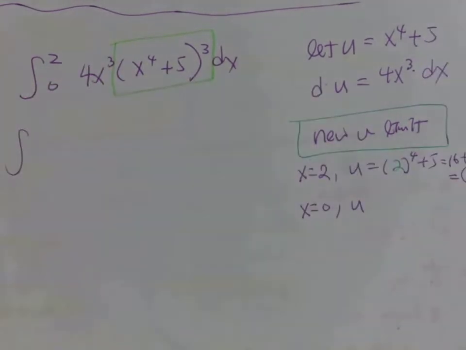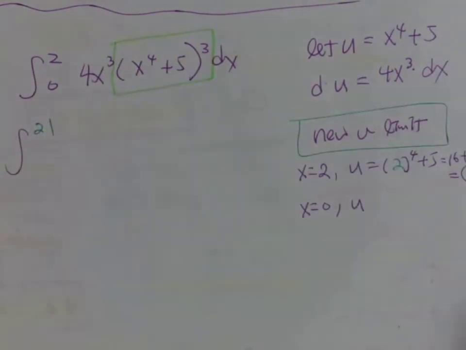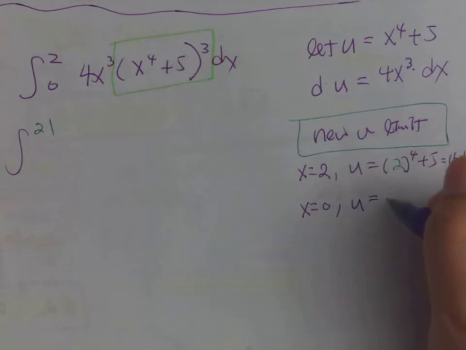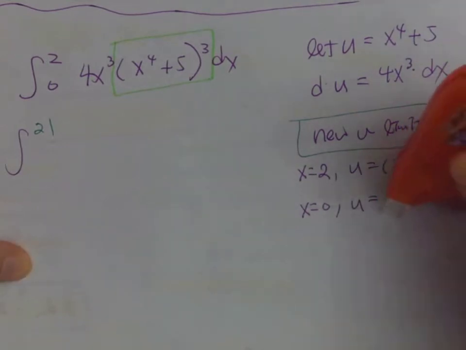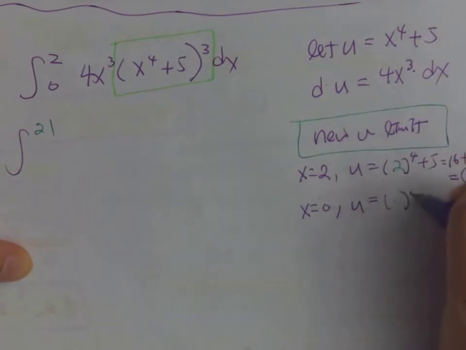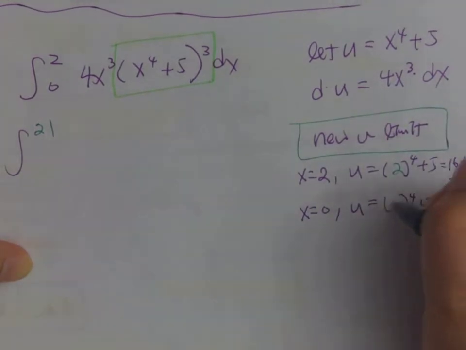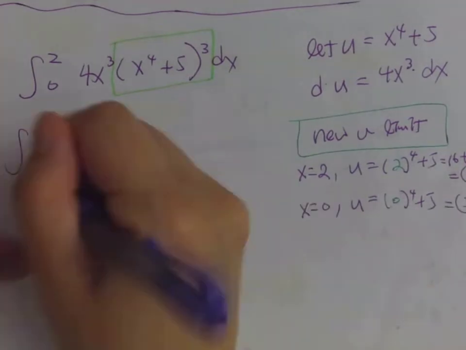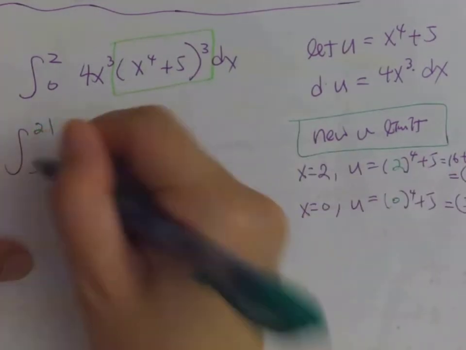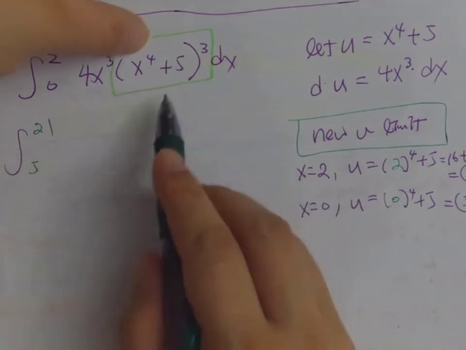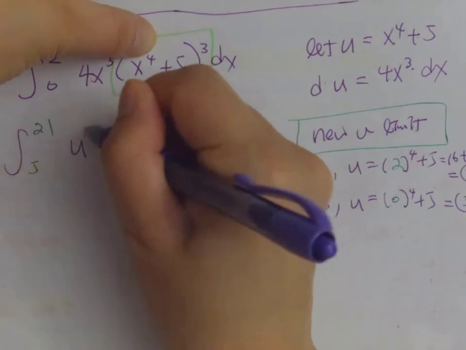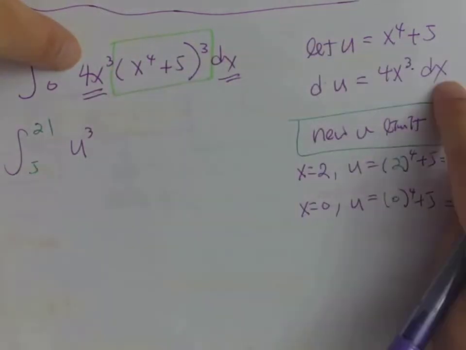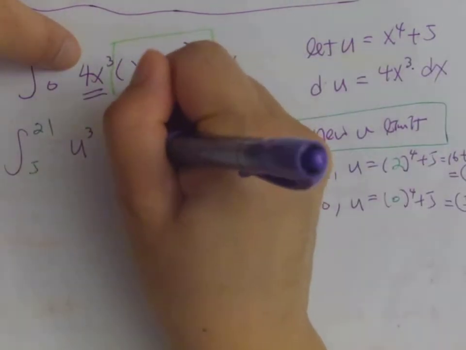So 21 here. And then u equal to, I'm sorry, 0 to the 4 plus 5. So that's just 5, right? So my new lower limit is 5. And then this part is u, so u to the third power. And this part, x cubed dx, will turn into du, right?